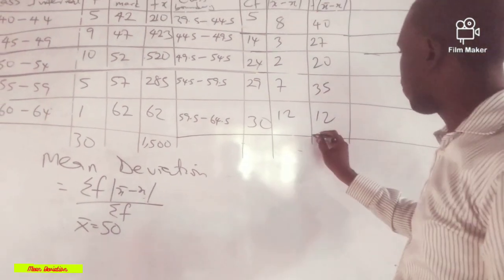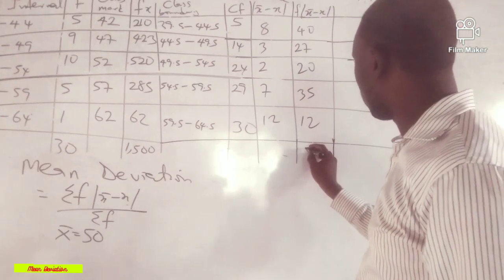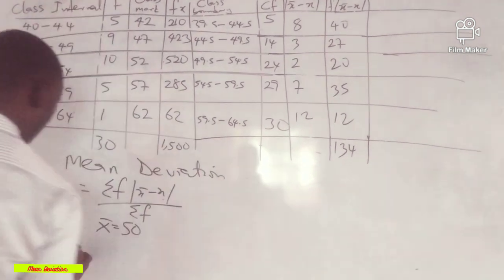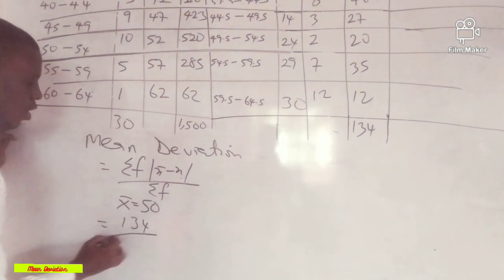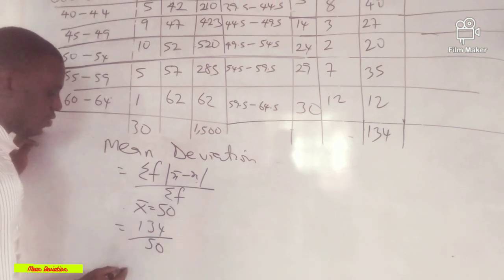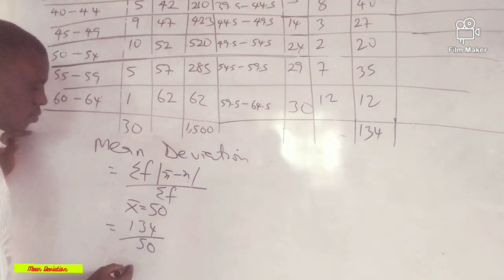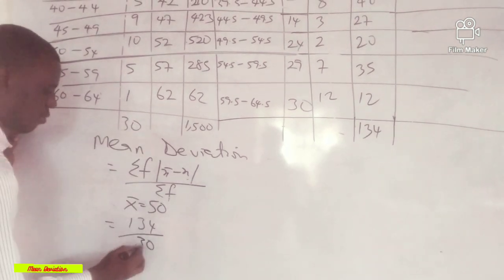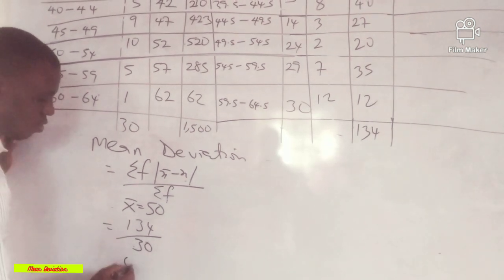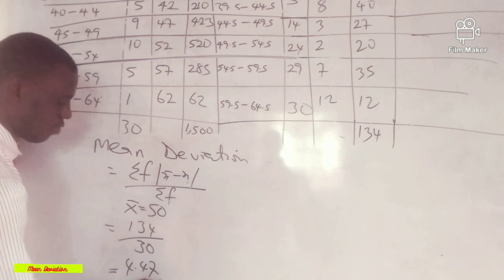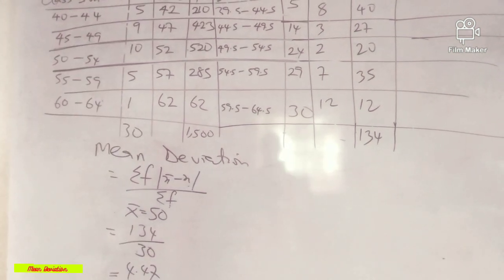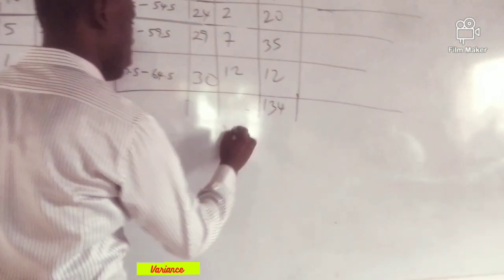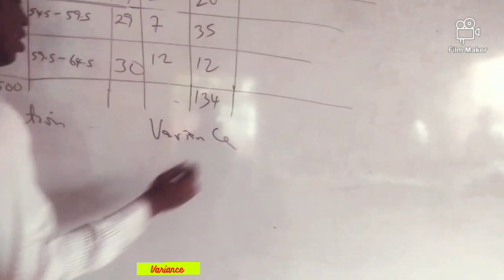So we sum together the frequency times deviation, which is 134. So our mean deviation is 134 over 30, sorry, your summation f is 30, not 50. That gives 4.47. Then the variance is summation f deviation squared over summation f. So we square our deviation.